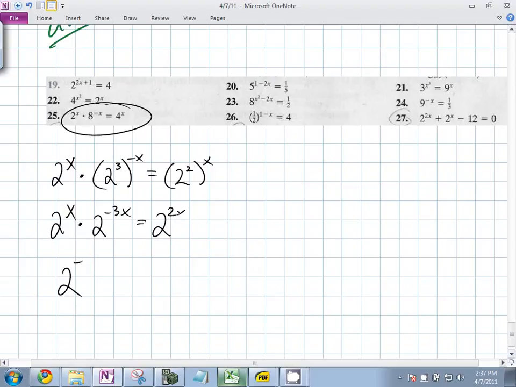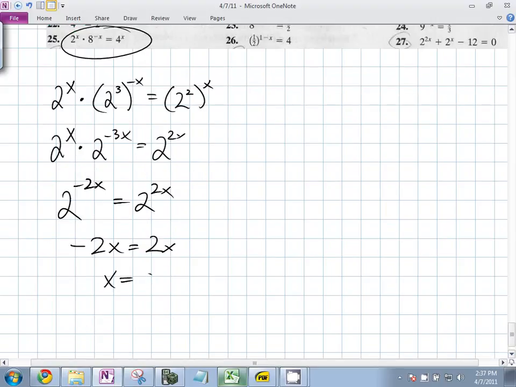So if 2 to the negative 2x equals 2 to the 2x, what has to be true? Negative 2x has to equal 2x. So what does x equal? 0. Plug in -1, it always flips signs. Be careful. Only thing you can do there is 0.